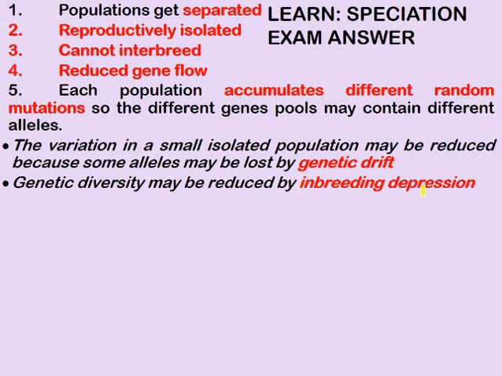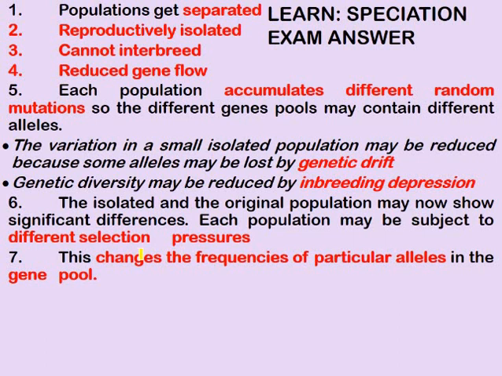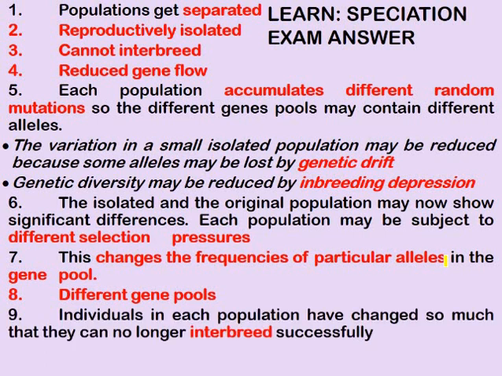So there's a very small population there, and so you keep getting more and more of the same alleles, especially if they're recessive alleles, and that can result in a lot of diseases showing up in the phenotype. 6. The isolated and the original population may now show significant differences. Each population has been subject to different selection pressures. This changes the frequencies of particular alleles in the gene pool and results in different gene pools. Individuals in each population have changed so much that they can no longer interbreed successfully.